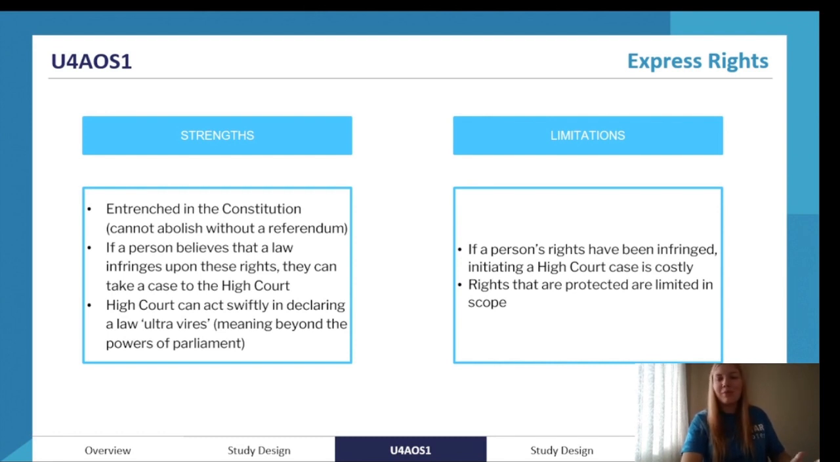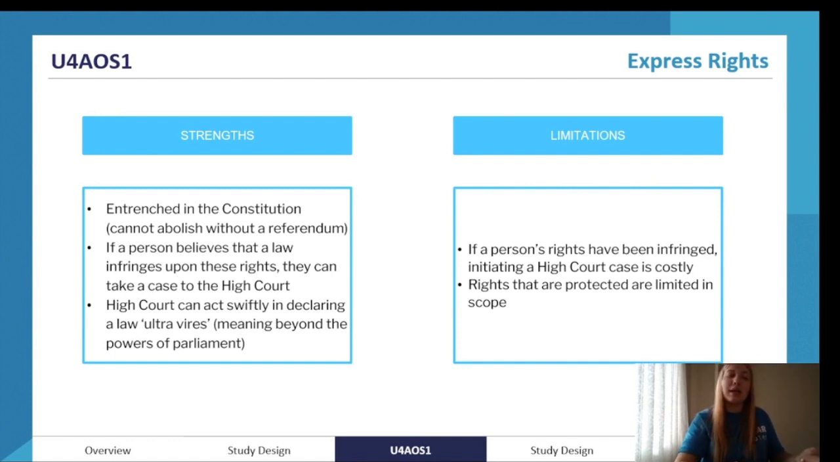So this is really problematic and makes a lot of people unmotivated to bring their claims to the High Court where express rights have been infringed, for instance. Similarly, to try to protect express rights and breaches of express rights, an individual has to have standing, meaning that they have to be directly affected by that law's operation. It has to have directly impacted them in a negative way.